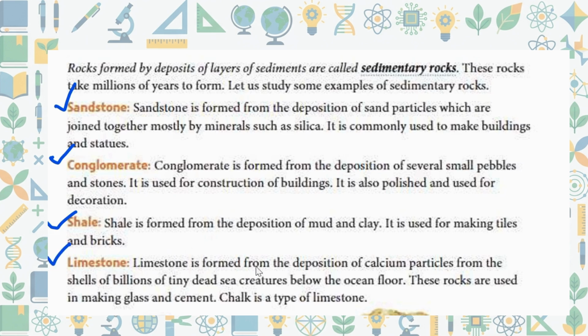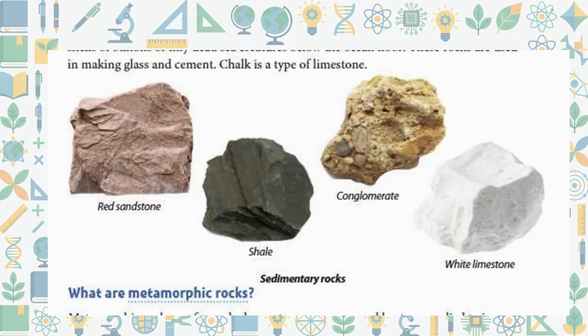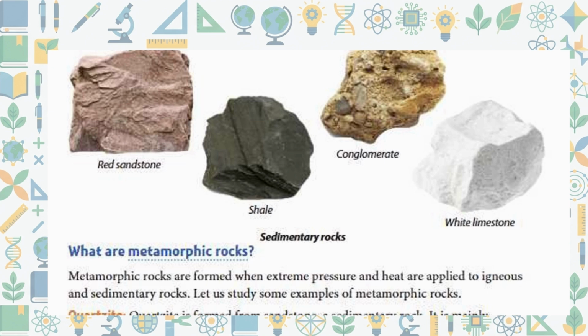Limestone. Limestone is formed from the deposition of calcium particles from the shells of billions of tiny dead sea creatures below the ocean floor. These rocks are used in making glass and cement. Chalk is a type of limestone. This is a red sandstone, and this is conglomerate and shale and white limestone.